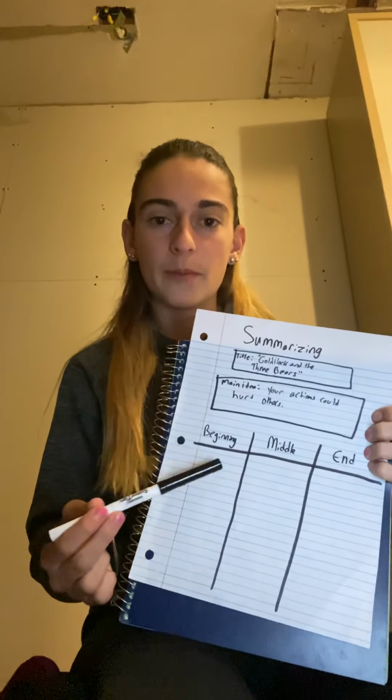Okay, so once we have the main idea, we have to fill out the rest of the chart. So we're going to start by filling out the beginning section. So in the beginning of the story, I know that Goldilocks is going on a walk and she finds a house. The house is the home of the three bears. She sees that the house is open and she goes in. So that's what happened in the beginning of the story. So I'm going to write on our graphic organizer that Goldilocks finds a house on her walk. The house is open, so she went in.